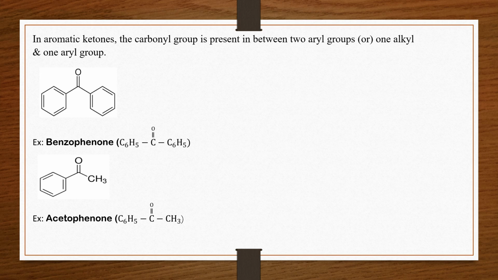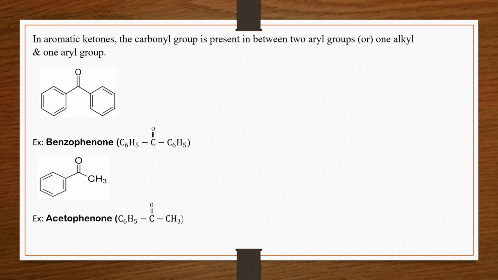The example given here, benzophenone. What is the formula of benzophenone? C6H5, C double bond O, C6H5. So C double bond O is present in between two aryl groups. We can also call it diphenyl ketone or benzophenone. Spelling: B-E-N-Z-O-P-H-E-N-O-N-E.